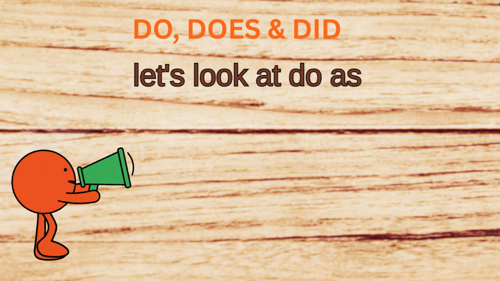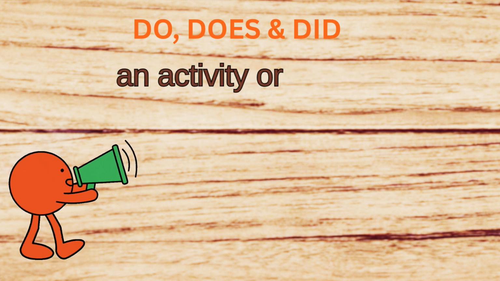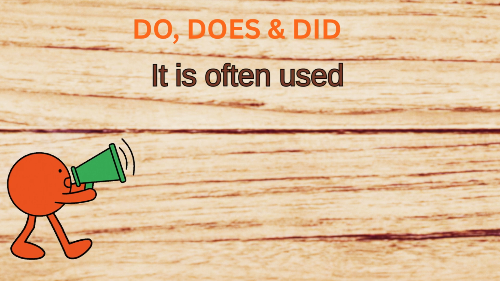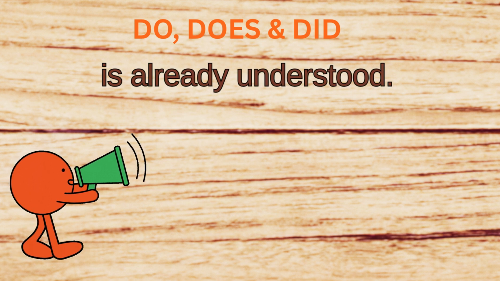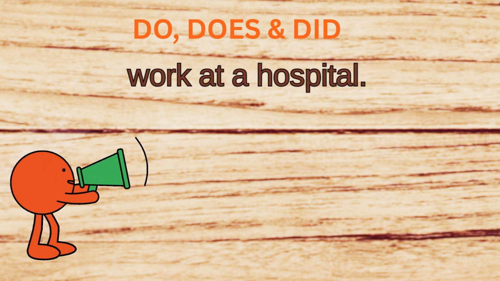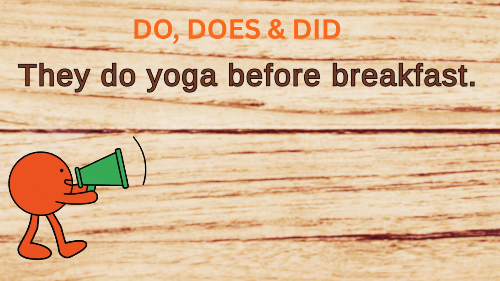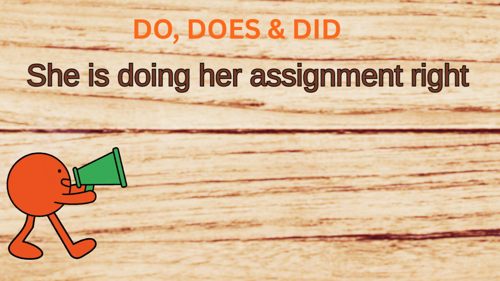Now, let's look at do as a main verb. As a main verb, do means to perform an activity or task. It is often used when the action is general or when a specific action is already understood. For example, I do my laundry on Saturdays. My brother does volunteer work at a hospital. They do yoga before breakfast. We did everything we could to help. She is doing her assignment right now.